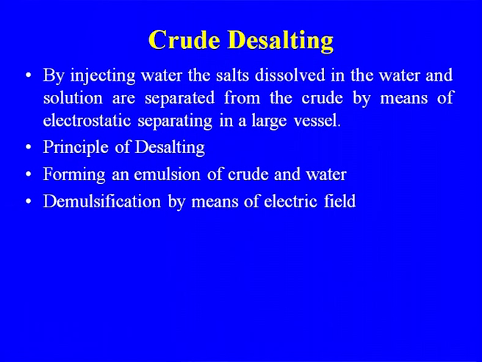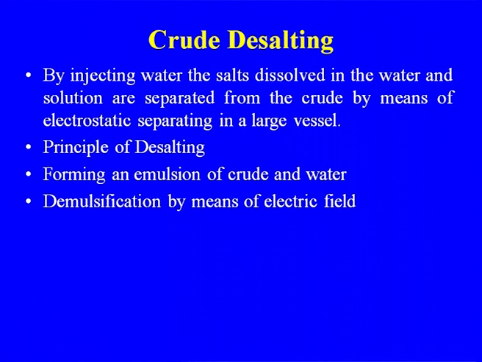So, let us discuss the process. By injecting water, the salts dissolve in the water, and the solutions are separated from the crude oil by means of electrostatic separation in a large vessel with a high electric field. The principle of desalting is forming an emulsion of the crude and water when you add water, and then demulsifying by means of the electric field. This is the method we use for desalting of the crude.